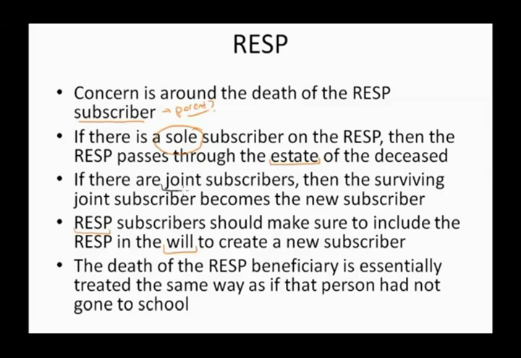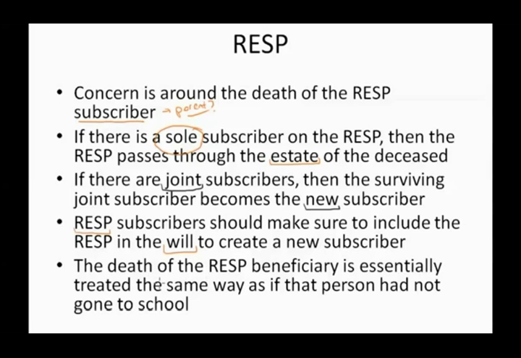You can also name joint subscribers, and this essentially creates a successorship where the first person to die leaves behind these assets for the new subscriber. And now the new subscriber would own those assets instead of going through the estate. And that's a pretty easy thing to do. It's easy to name joint subscribers, and there's no concern around any tax consequences or anything like that when we do that.